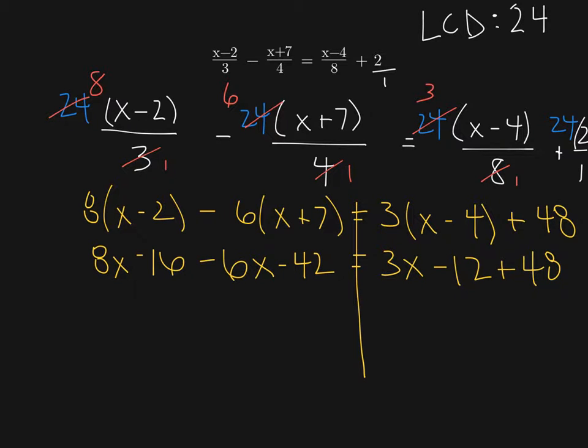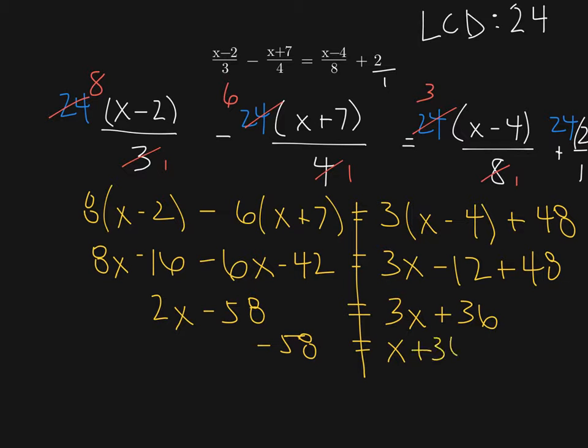From this point, there's really not a whole lot to say. We've been doing this a lot. So we're going to combine like terms. Negative 16 and negative 42 is negative 58. And over here, 48, and then a minus 12 looks like a positive 36. And I'm going to subtract 2x from both sides. And then I'm going to subtract 36 from both sides.